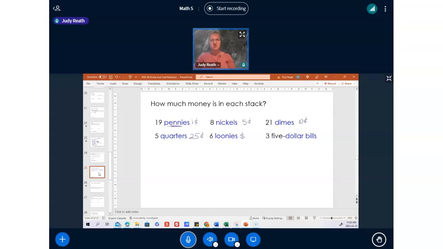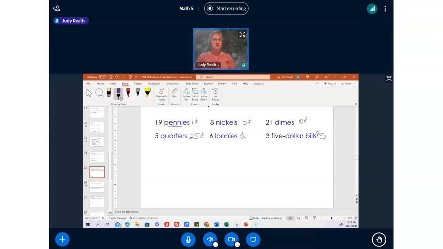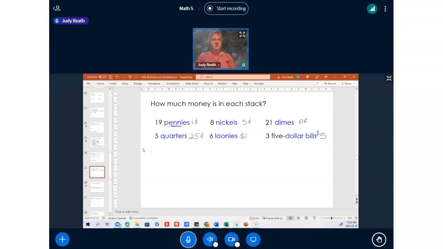Loonies are $1. And $5 bills will be each worth $5. All right, so if we take 19 pennies, I'm going to change colors here to make it clear what I'm doing. Let's change to a light blue. 19 pennies will obviously be 19 cents because each one is worth a penny, worth 1 cent.